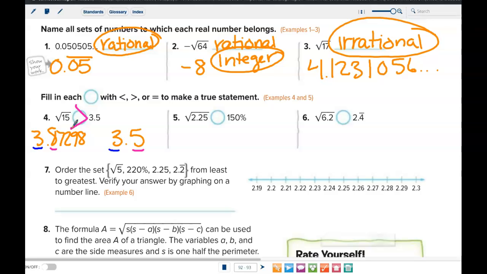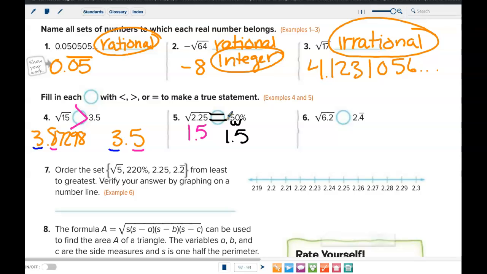In our next example, we have the square root of 2 25/100. And that is 1.5, or 1 5/10. And then we have 150%. So to change my percent into a decimal, I need to move the decimal 2 places. So I get 1.5. 1.5 and 1.5 are the same, so we have equal to.